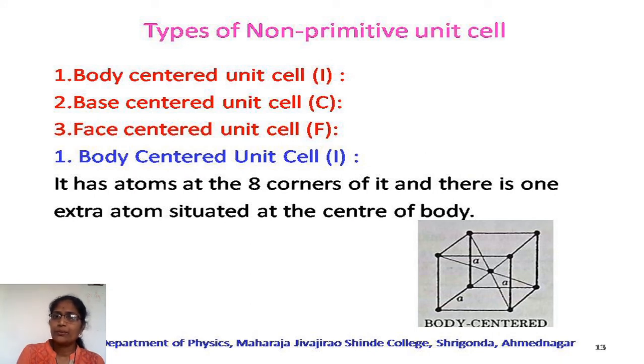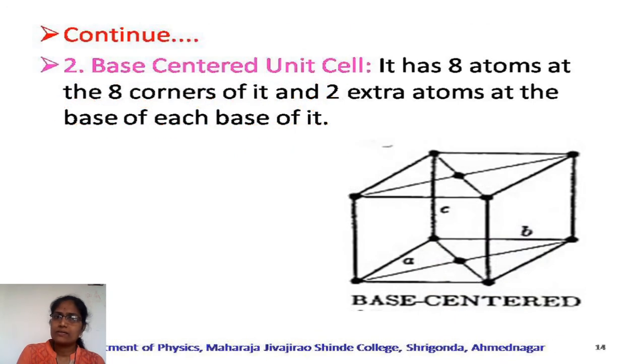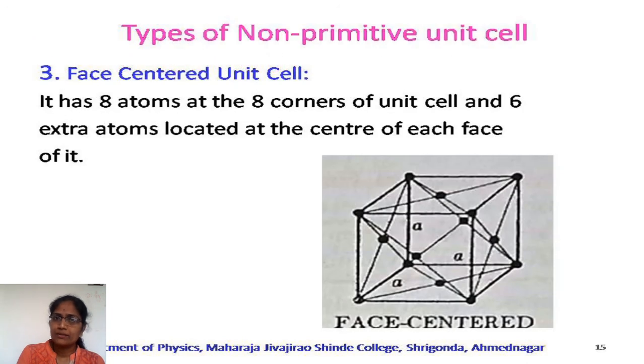A body-centered unit cell is a non-primitive unit cell. It consists of 8 corner atoms and an extra atom located at the center of the body as shown in the figure. Then a base-centered unit cell will have 8 corner atoms and 2 extra atoms as shown in the figure. The face-centered unit cell will have 8 corner atoms and 6 extra atoms which are located at the center of each face as shown in the figure.